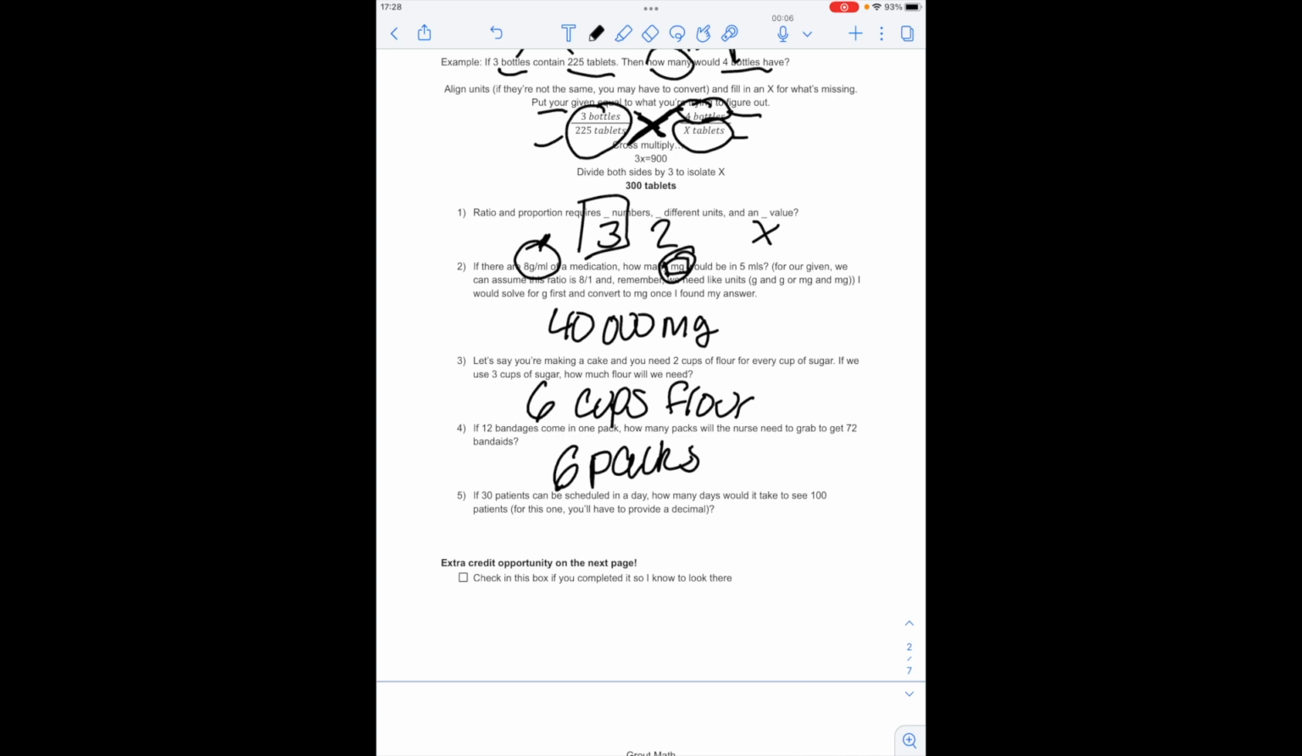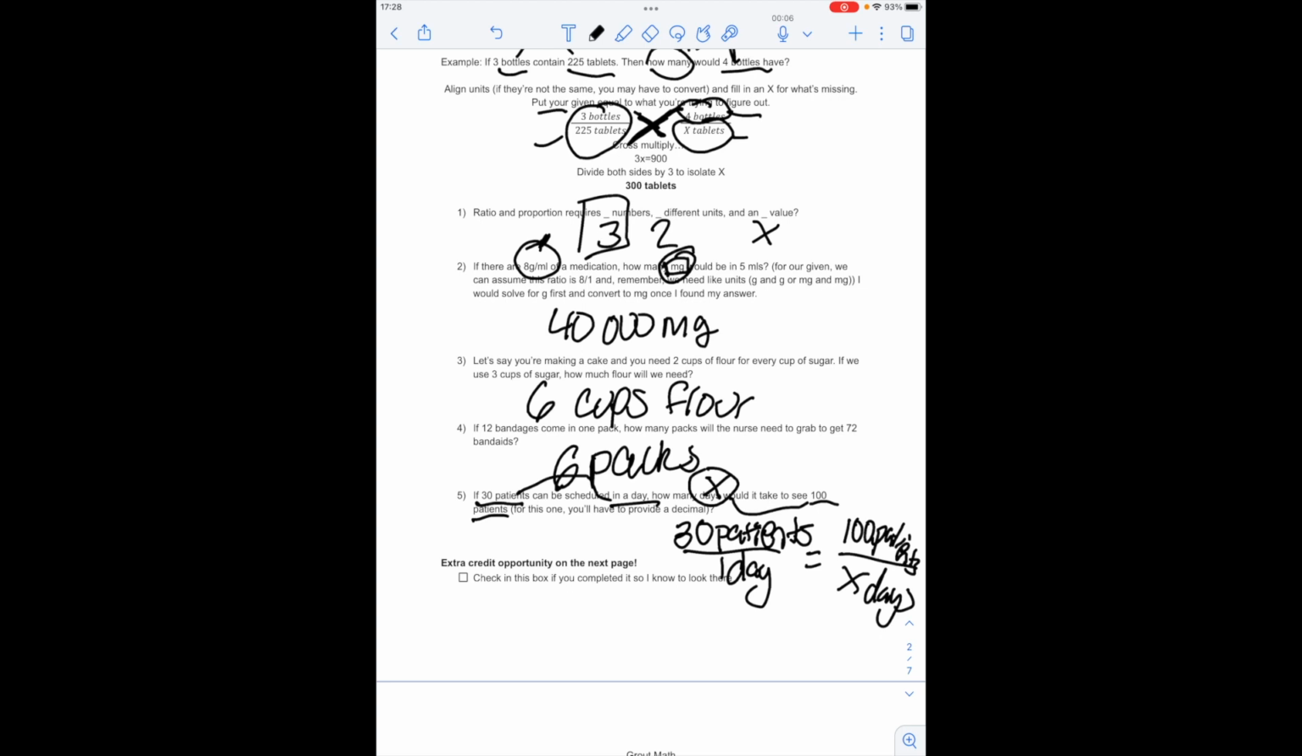Okay, now number 5. If 30 patients can be scheduled in a day, so 30 in a day, how many days, this is your X value, would it take to see 100 patients? So these amounts go together, these amounts go together. So I'm just going to put 30 patients over 1 day equal to 100 patients. Patients are both on the numerator, days are both in the denominator.